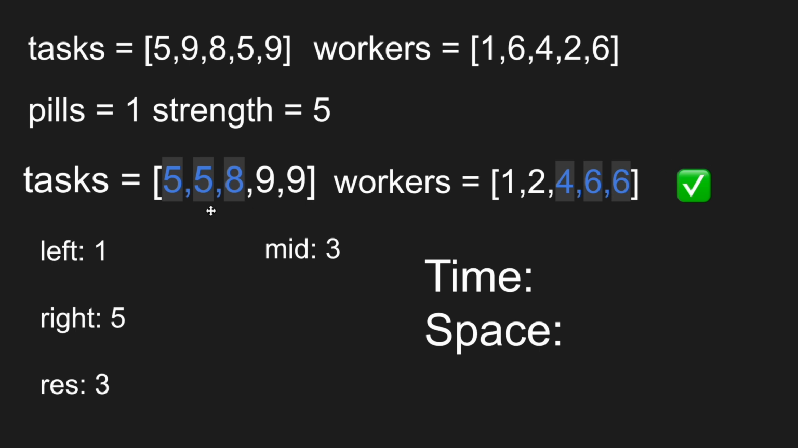And then 6 can complete 5 again. So it checks out. So we will temporarily set the result to 3. And then we will shift the left pointer, which is mid plus 1. So now we can test where middle is 4.